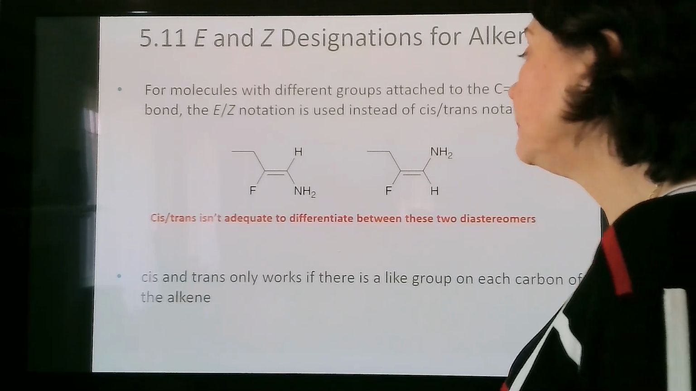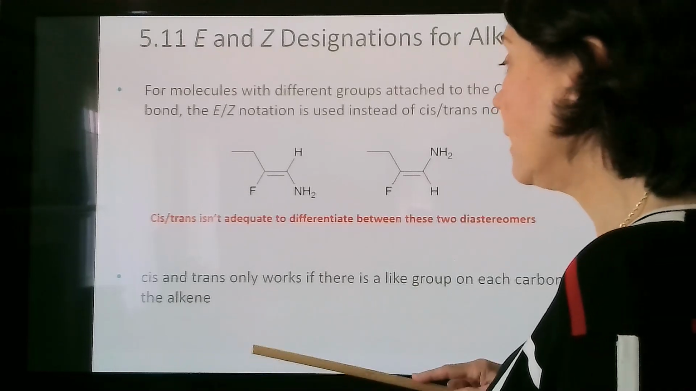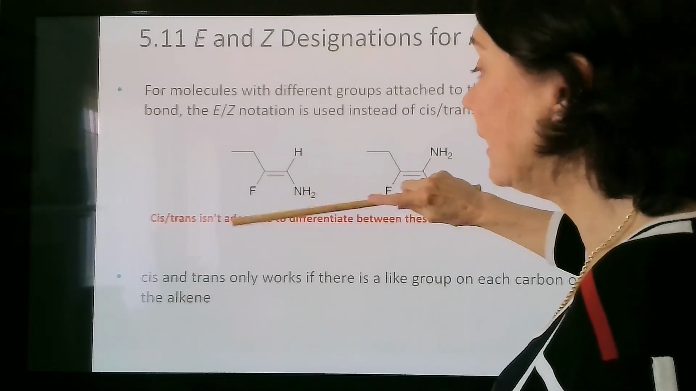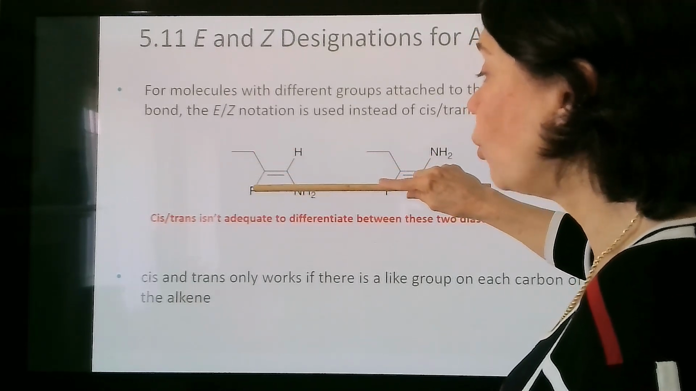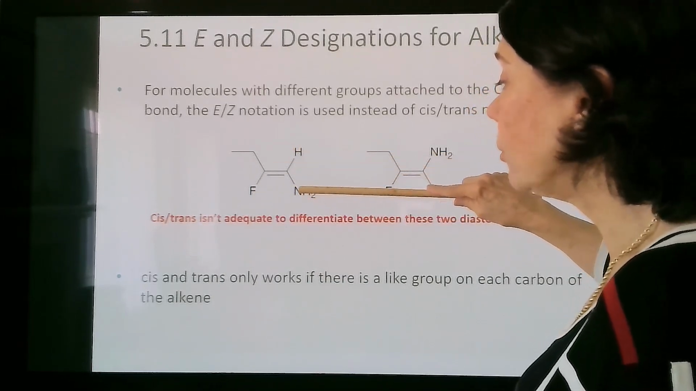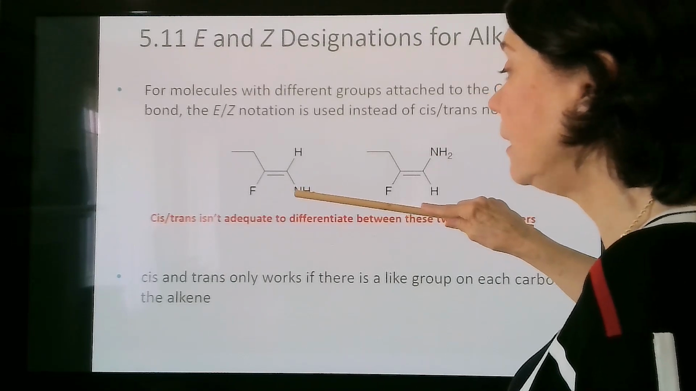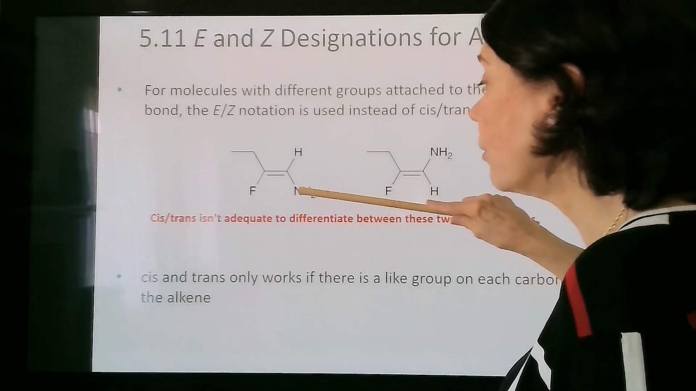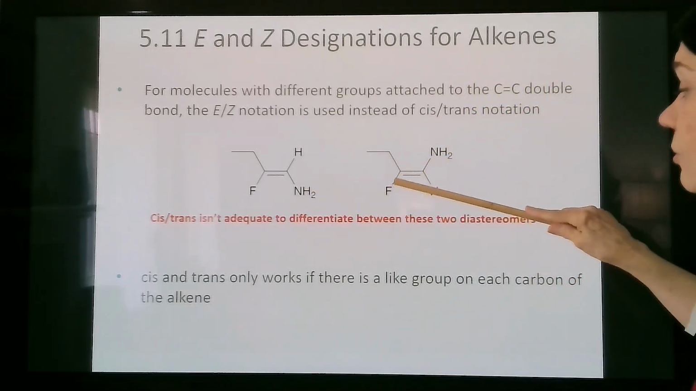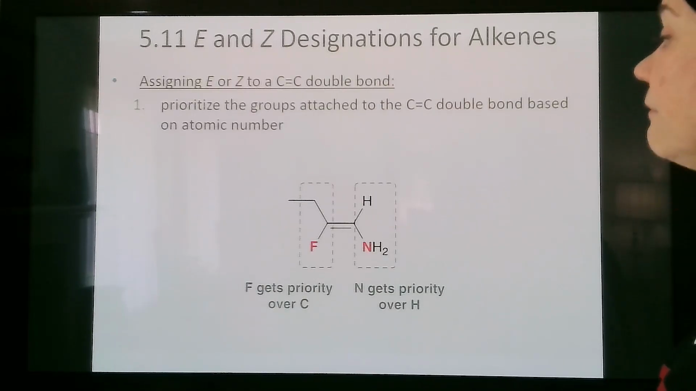And so what we have to do is use the Cahn-Ingold-Prelog rule again and figure out which one takes precedence on this end. And so it's going to be fluorine versus carbon. Fluorine has a higher priority. Here you're going to have nitrogen versus hydrogen. Nitrogen has higher priority. So the higher priority groups are on the same side here. So this has the higher priority groups on the same side. This one has the higher priority groups on opposite sides. And so I think this is identified on the next, yes.